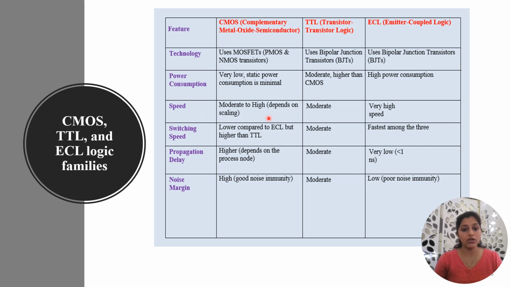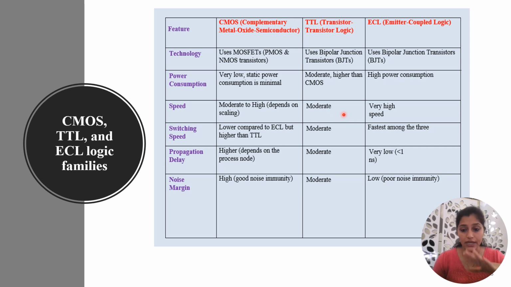Speed: here speed is moderate to high for CMOS. It depends on scaling. The meaning of scaling is how much is the size of the transistor: 180 nanometer technology or 90 nanometer technology, or now 5 nanometer and 3 nanometer node and 7 nanometer. So based on which technology node we use, what size of transistor we use, the speed varies.